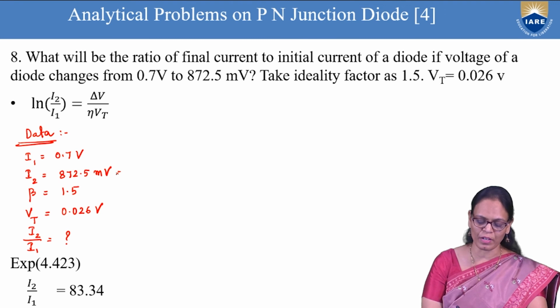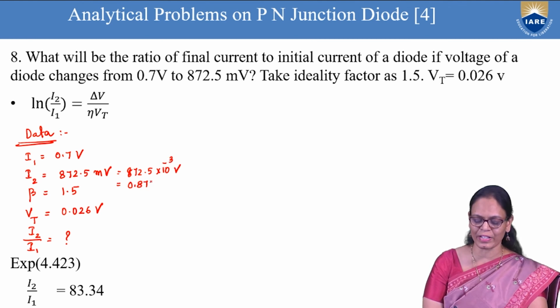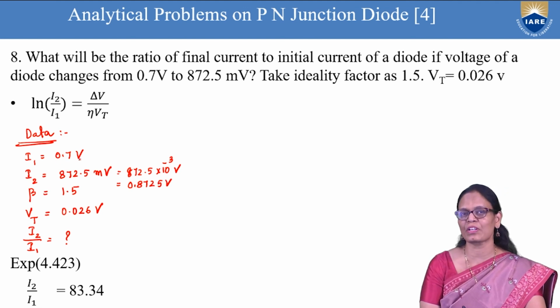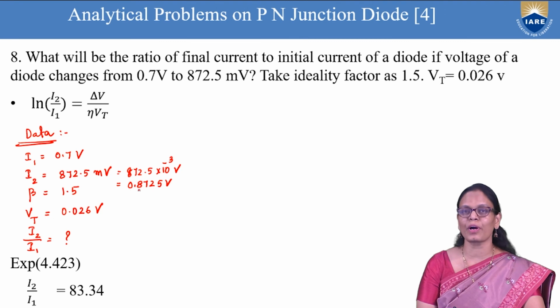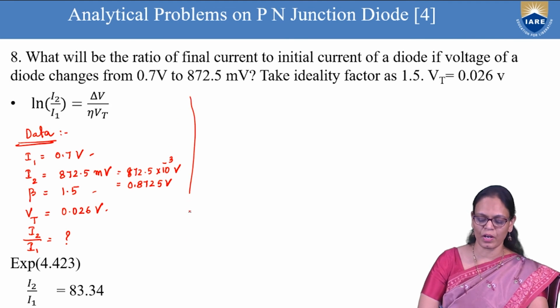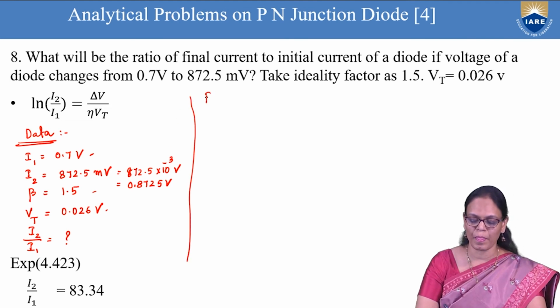So now we'll do the conversion also. So 872.5 millivolt, I'll write it as 872.5 into 10 power minus 3 volt, or I can simply write it as 0.8725 volt, because this is also in decimal, 0.7 volt, and this is 0.8725 volt. So the other things are fine.